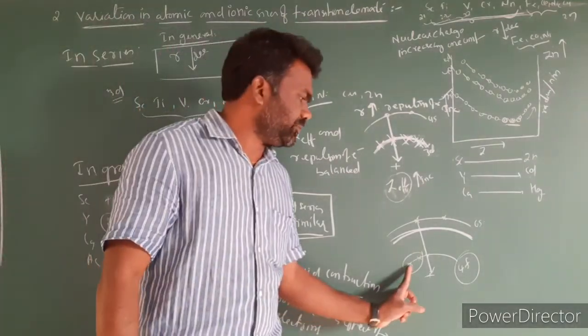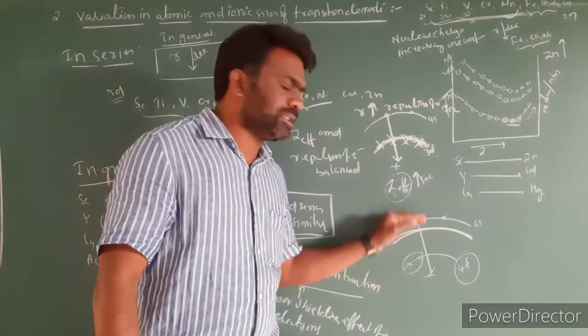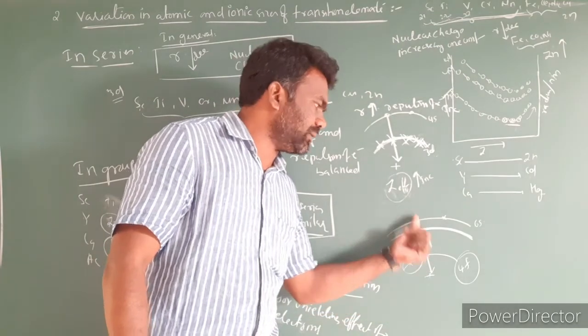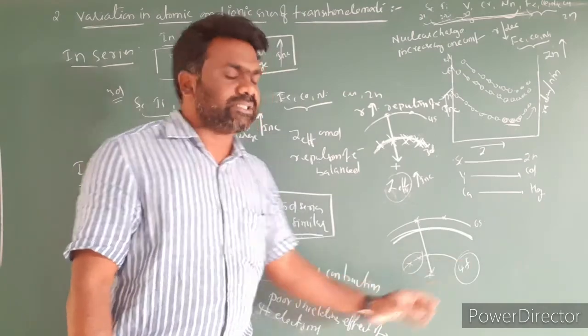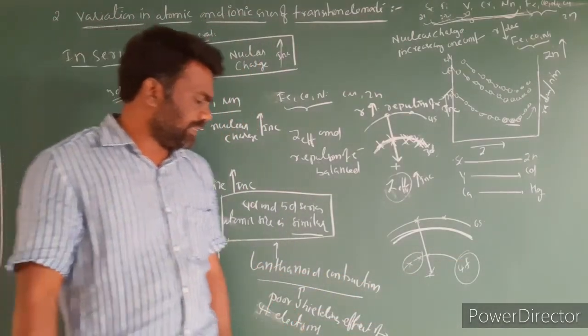Lanthanoid contraction is because of the poor shielding effect of the f orbital. So the f orbital is not repelling these outermost electrons. The nuclear charge increases, and the increased nuclear charge attracts electrons towards the inside. As a result, the size decreases. This is what we call lanthanoid contraction.